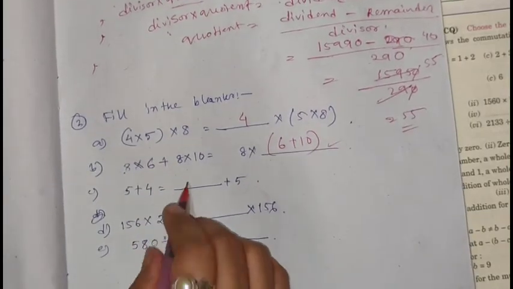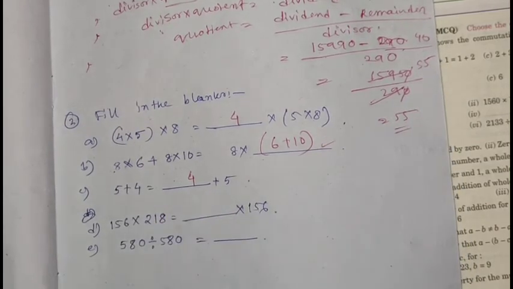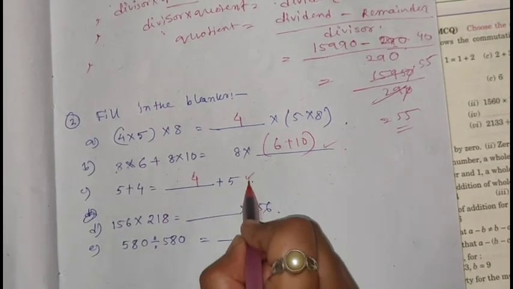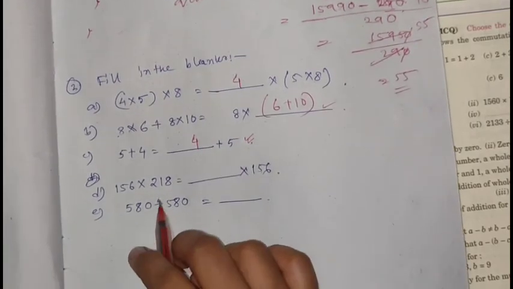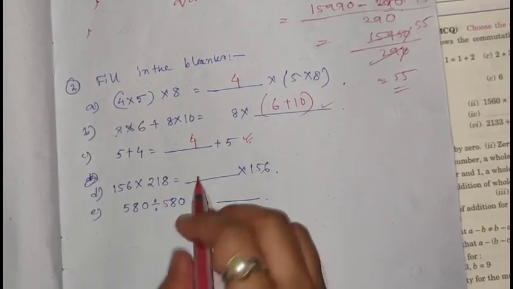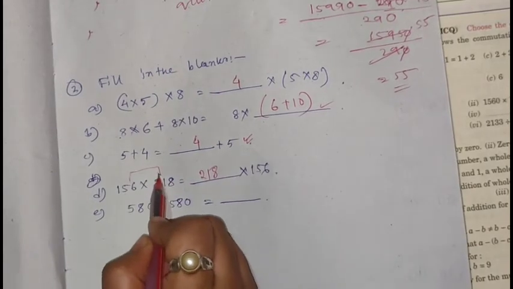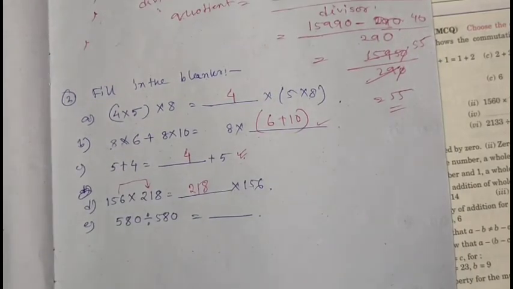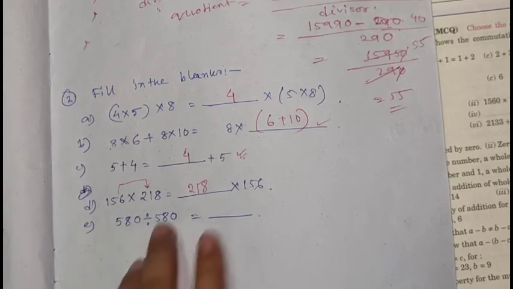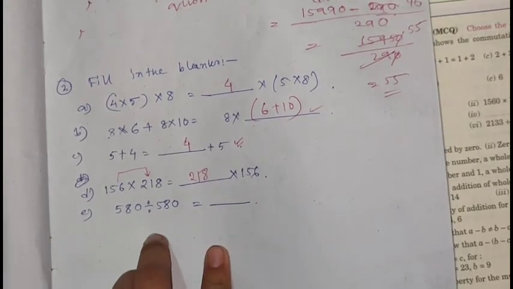5 plus 4 equals 4 plus 5. Here the numbers exchange their places, and this is the commutative law. Next, 156 multiplied by 218 is equal to 218 multiplied by 156. These two numbers exchange their places. So in multiplication, if the numbers exchange their places, the value does not change, and this is the commutative property of multiplication.